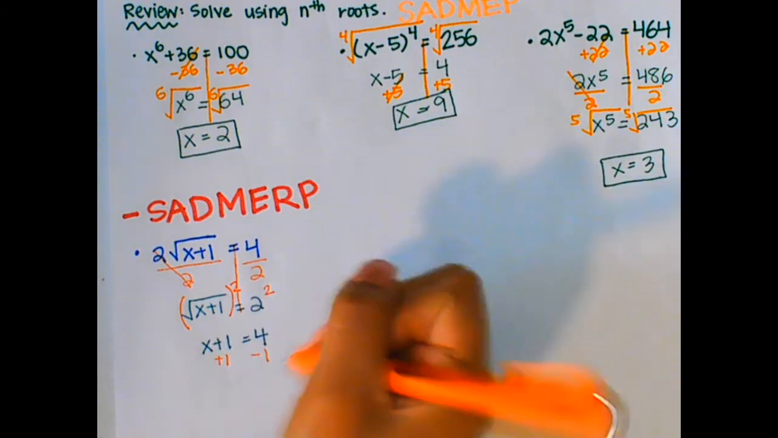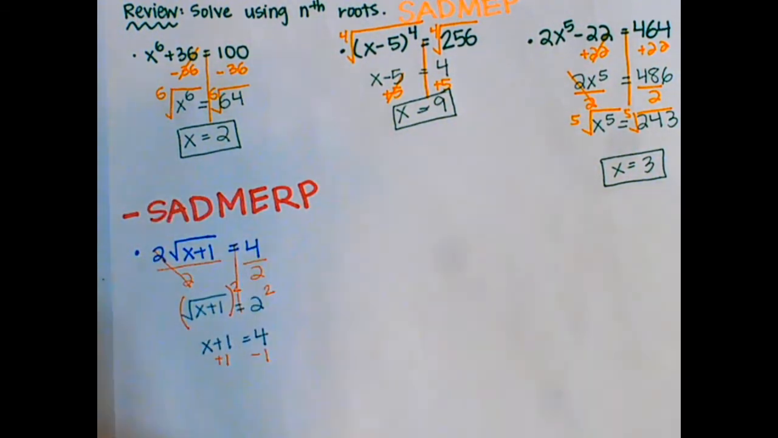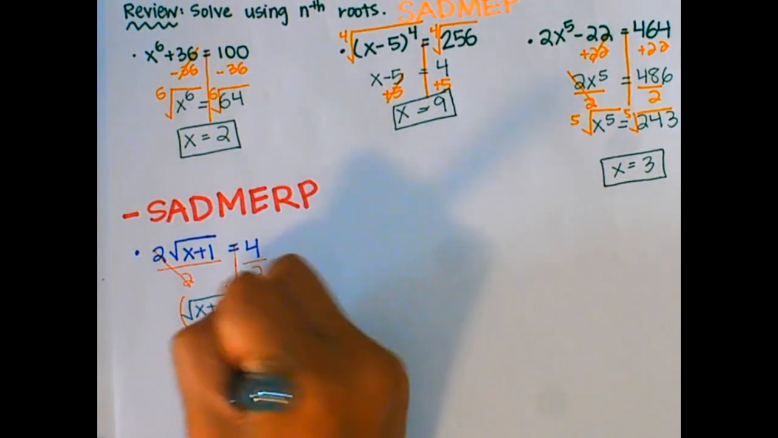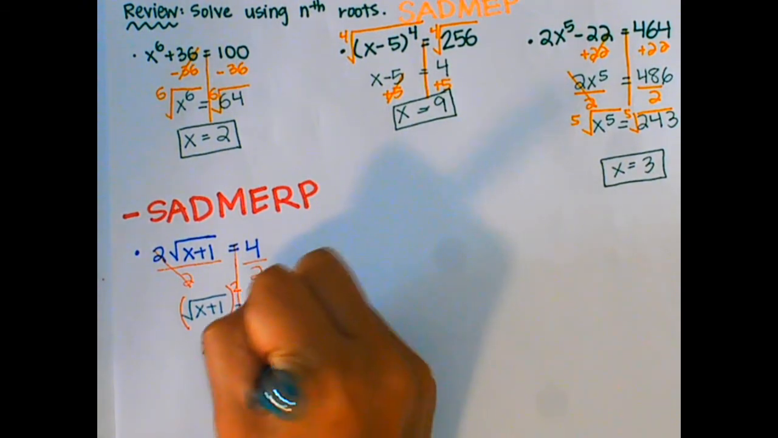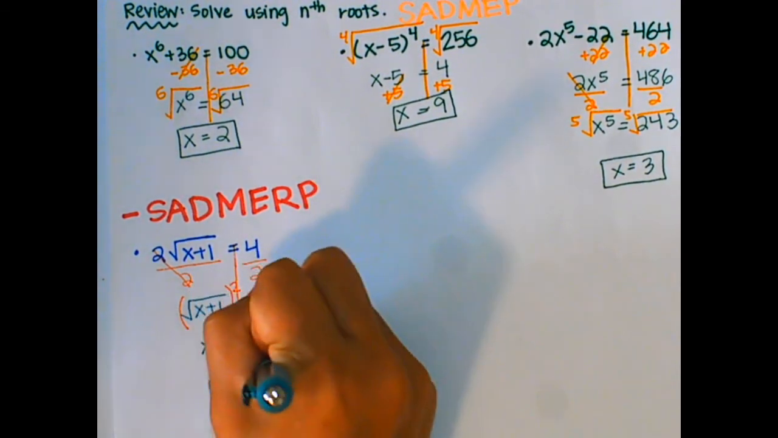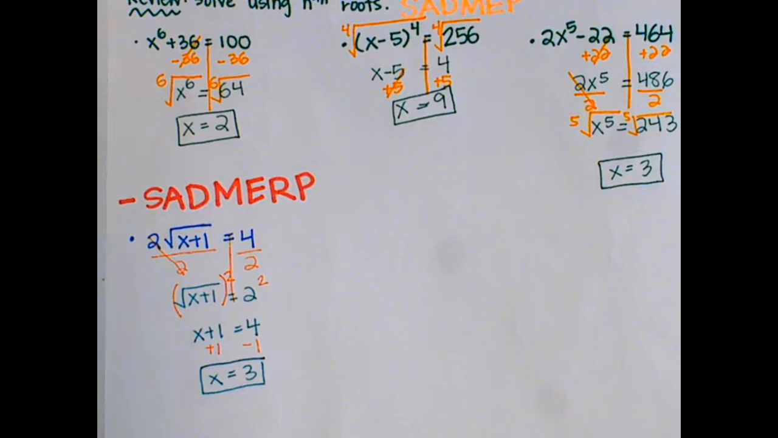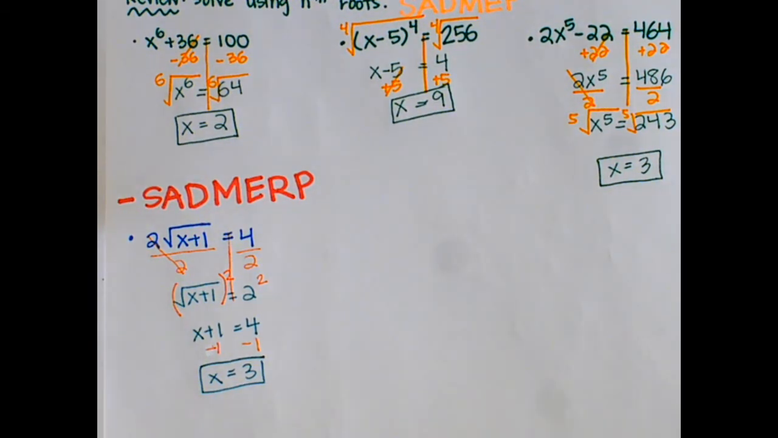Sorry, subtract 1 from both sides. And I would get 3. I should get x is equal to 3.